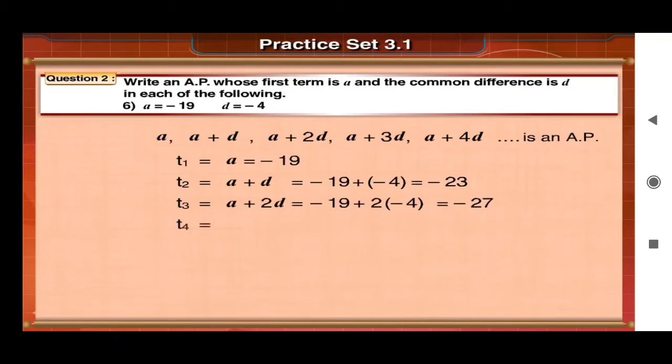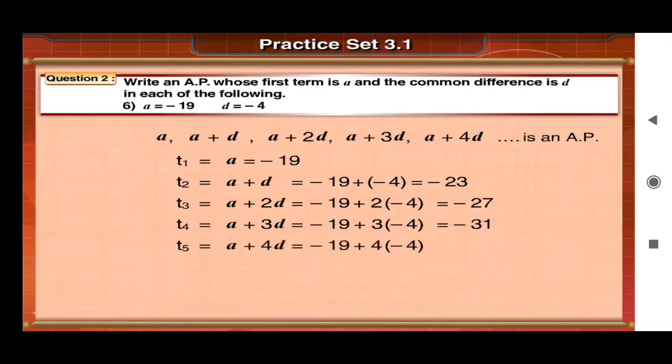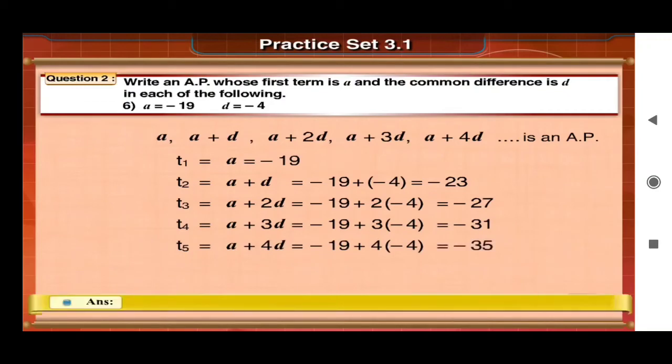T4 is equal to A plus 3D, that is equal to minus 19 plus 3 into minus 4, which is equal to minus 31. T5 is equal to A plus 4D, which is equal to minus 19 plus 4 into minus 4, which is equal to minus 35. Therefore, the first 5 terms of an arithmetic progression are minus 19, minus 23, minus 27, minus 31, minus 35, and so on.